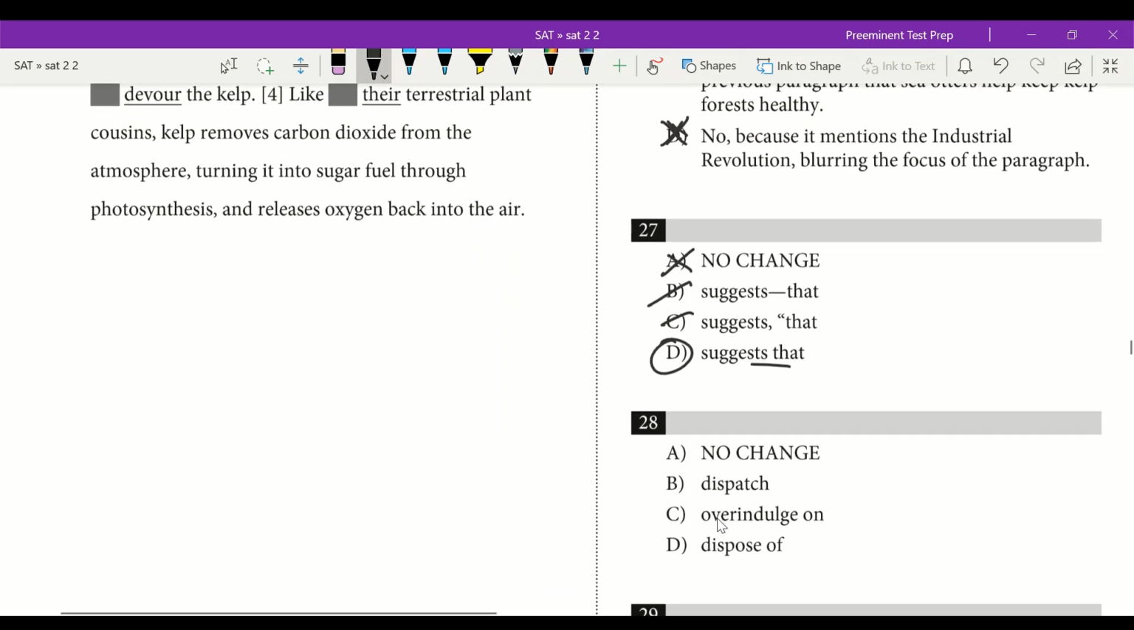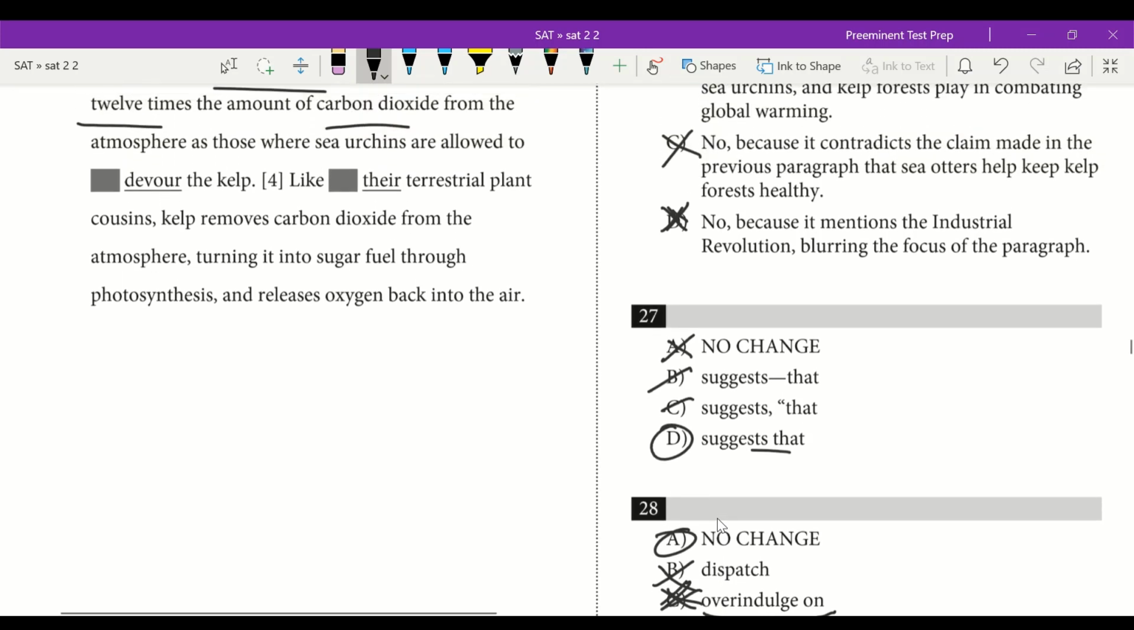If we look at our other options, see, overindulge on, that's not efficient, right? It's just kind of not necessary to use overindulge on. It's not like we're talking about dessert where you can overeat, right? And then we have dispose of. Well, they're not disposing of the kelp, they're eating them, right? That's a complete wrong word choice. And then we have dispatch the kelp. Well, look, we're not dispatching like police officers, right? That's a bad word choice. We're devouring the kelp, we are eating them, right? We're not sending them somewhere.